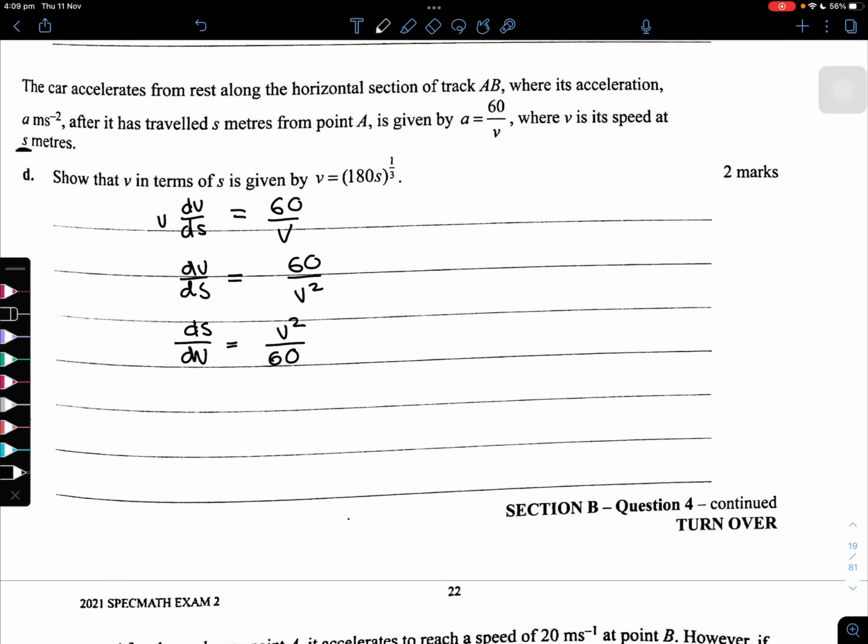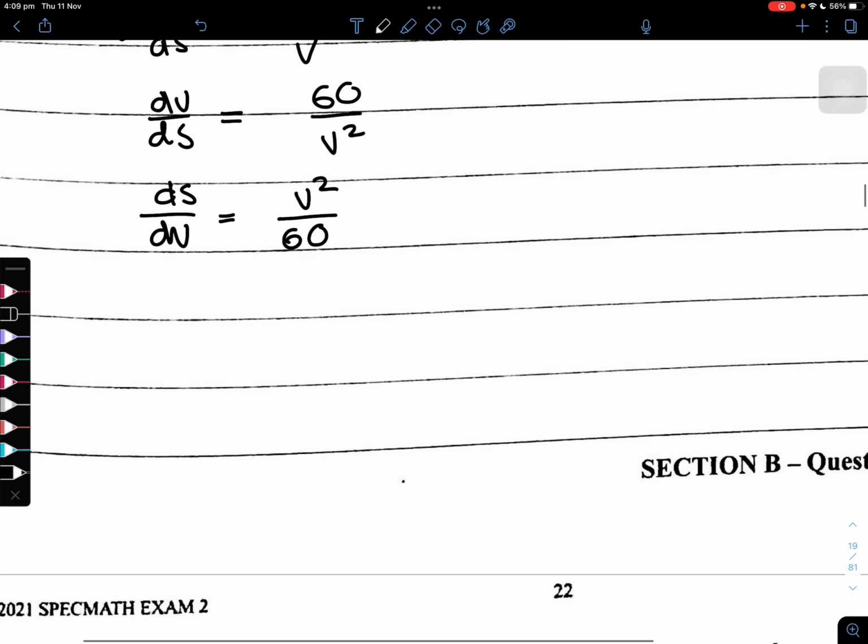Is this looking right? Have I messed anything up? Let me have a look. 60 on v dv dx, yep. Divide. Okay, it's looking okay. Now let's take the integral of both sides.